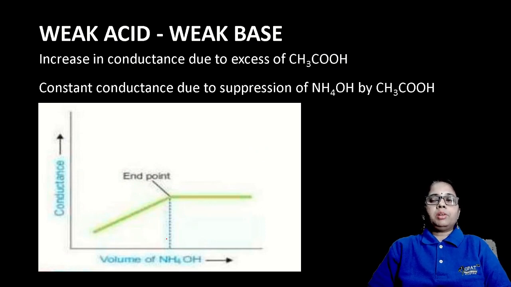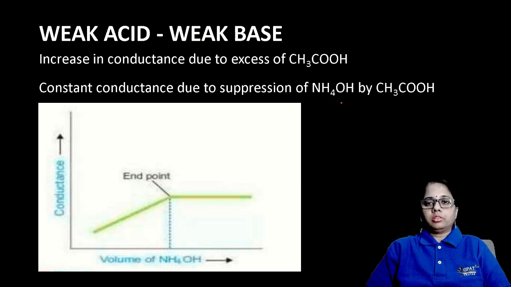One more example, weak acid and weak base, that is acetic acid and ammonia. Here they have taken ammonium hydroxide. The initial increase in conductance is due to the excess of acetic acid. So a rise in the conductance takes place, and there is suppression of the ammonia, NH4OH, by the acetate. As the volume of the NH4OH is increased, the conductance is also going to increase.